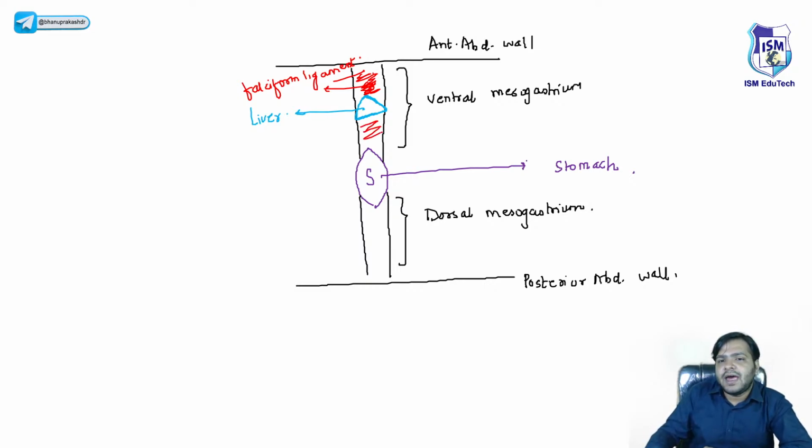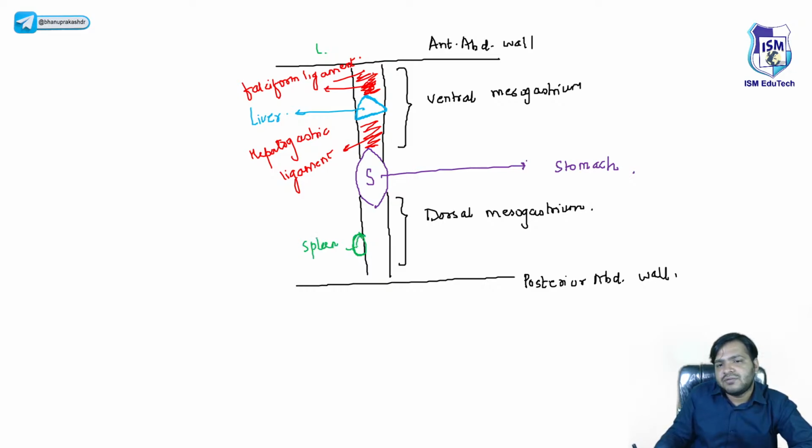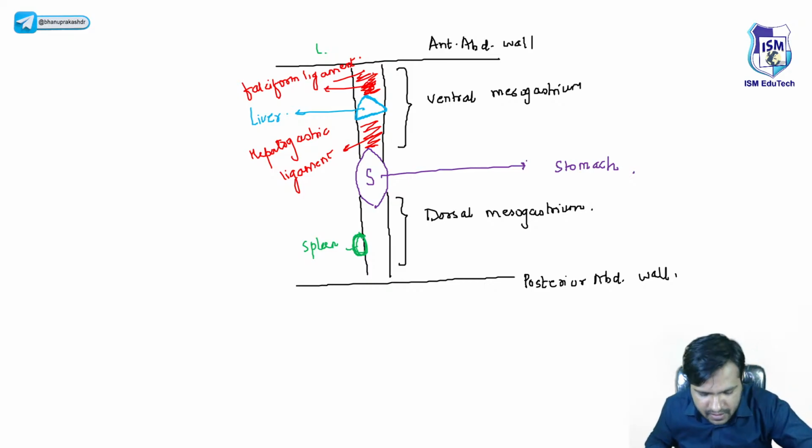And between the liver and the stomach, we have which ligament, guys? That is the hepatogastric ligament. Now, in the dorsal mesogastrium, guys, remember what is developing? Spleen, and for example, this is the left side and the right side. So on the left part, the spleen is developing. Dorsal mesogastrium ही है, but it's on the left wala part, okay.